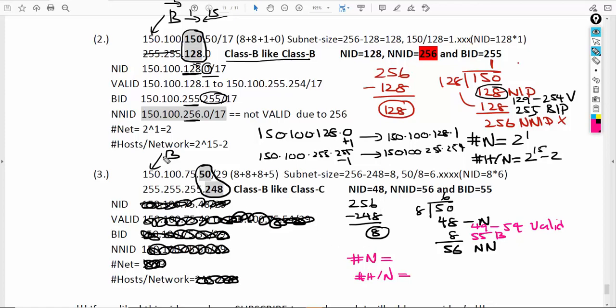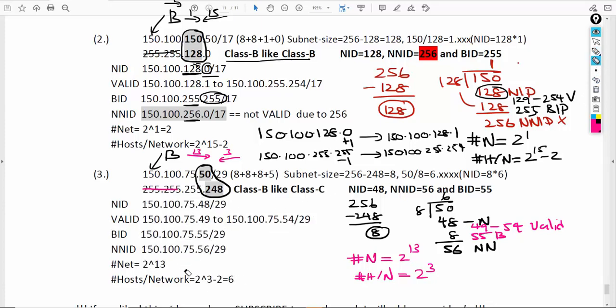Number of networks: it is a class B, so I'm going to ignore the first two. How many ones do I have and how many zeros do I have? So 255 means 8 ones. 248 means 5 ones. So 8 plus 5, I have 13 ones. If it is 5 ones, I am left with 3 zeros. Okay, so number of networks is 2 to the power of 13. Number of hosts per network is 2 to the power of 3. It is a bit hard, guys, because it's kind of a calculation. That's why I went through this one.